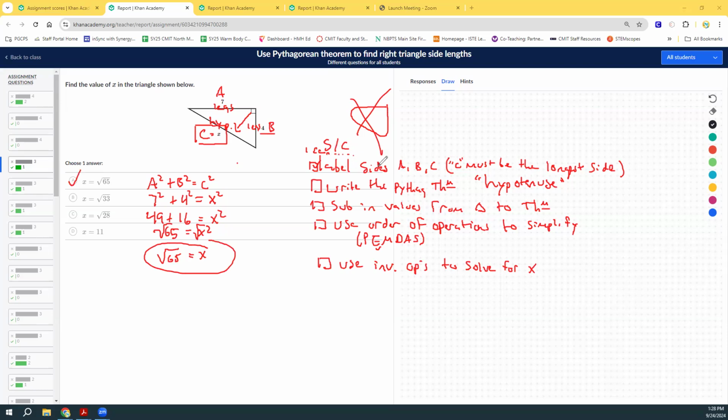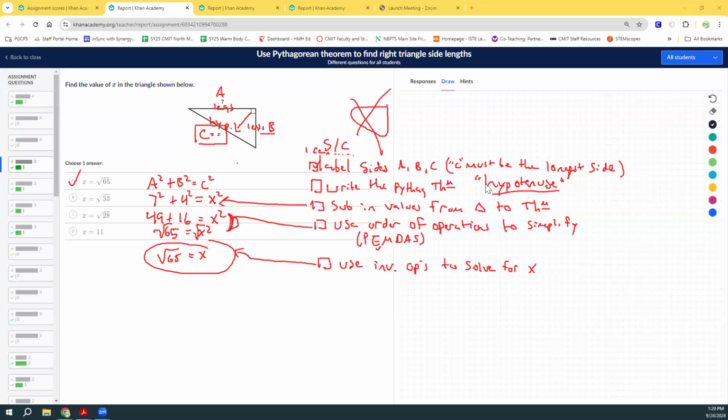Okay, so let me just read this one more time. Label sides A, B, and C. C must be the longest side, called the hypotenuse. Write the Pythagorean theorem. A squared plus B squared equals C squared. Sub in values from triangle to theorem. That's what I did right here. Use order of operations to simplify, PEMDAS. So that's here and here, here and there. That's what I did right there. And then use inverse operations to solve for x.